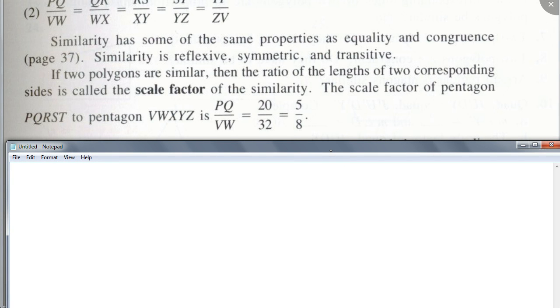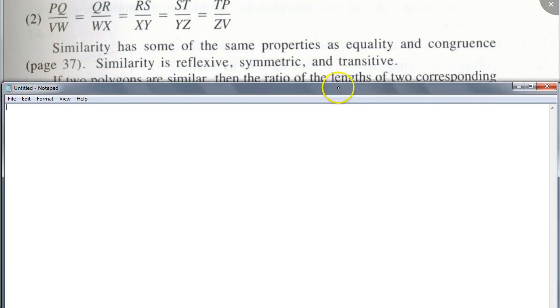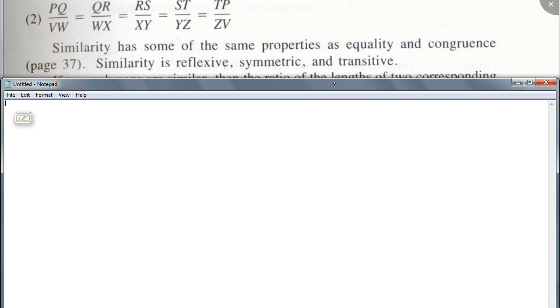Similarity has some of the same properties as equality and congruence. Similarity is reflexive, symmetric, and transitive. So we should talk about that first. So guess what? You could have the reflexive property of similarity, the symmetric property of similarity, and the transitive property of similarity.